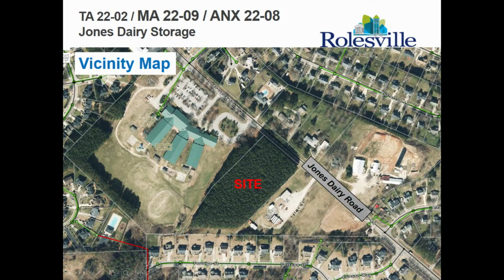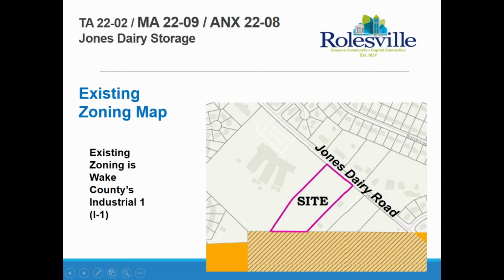Vicinity map here, if you're familiar with Jones Dairy Elementary School here on the south-ish side of Jones Dairy Road, it is this tract that is currently tree covered, and some of the existing subdivision neighborhoods and larger residential lots in the vicinity. So again, the existing zoning of this is Wake County's Industrial 1 district. The adjacent property to its east, we'll call it, is also that I-1. The elementary school is zoned R30, a residential zoning district of Wake County. So that is some of the existing zoning in this area.